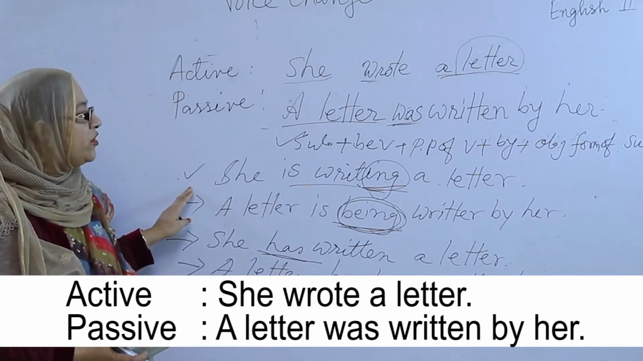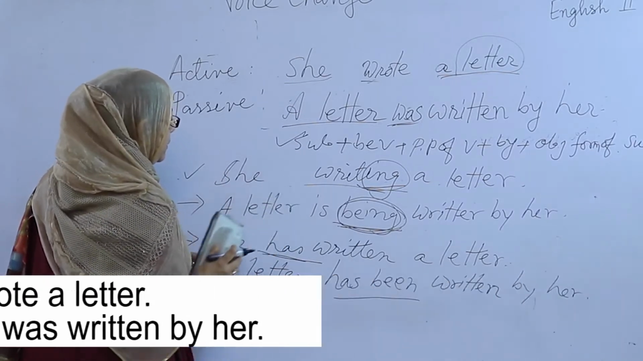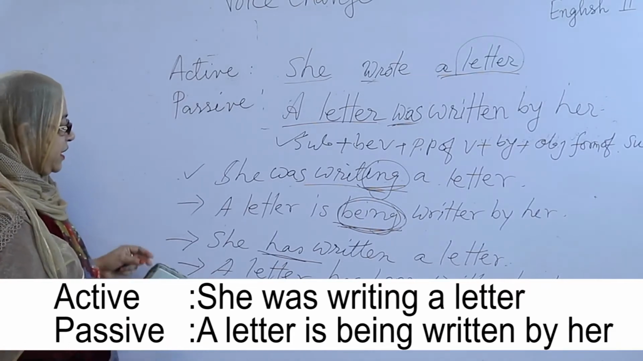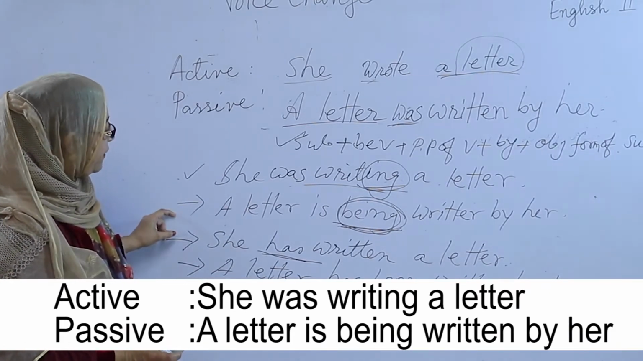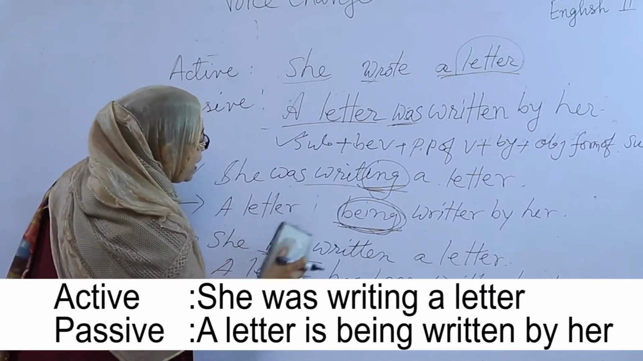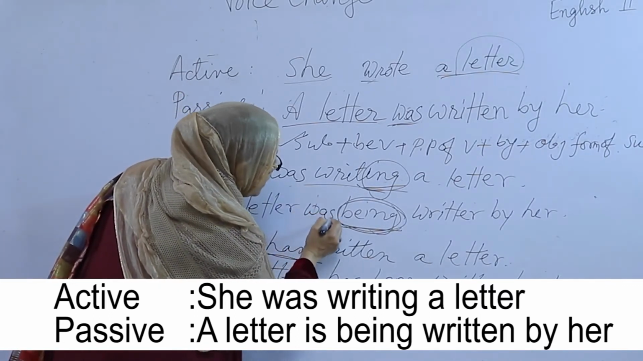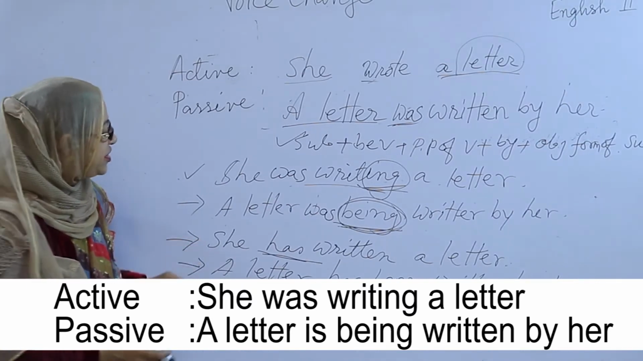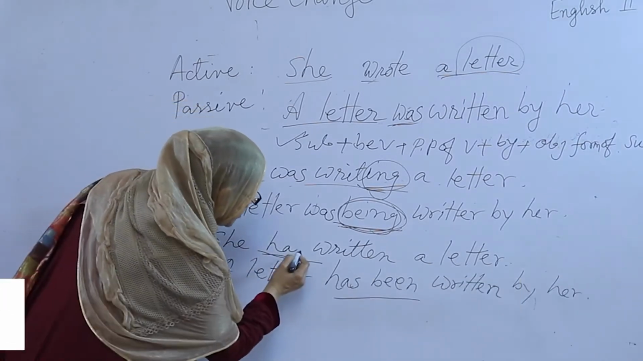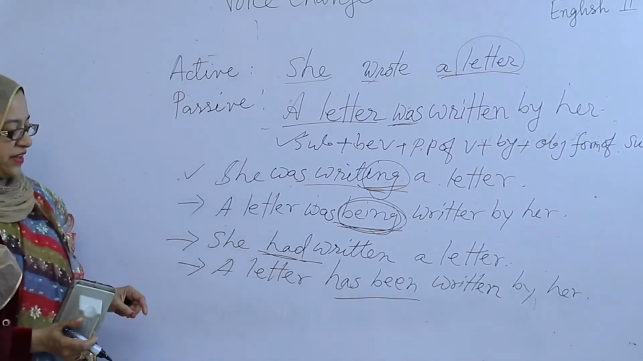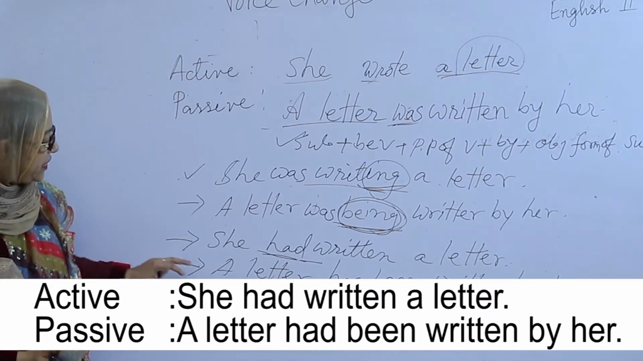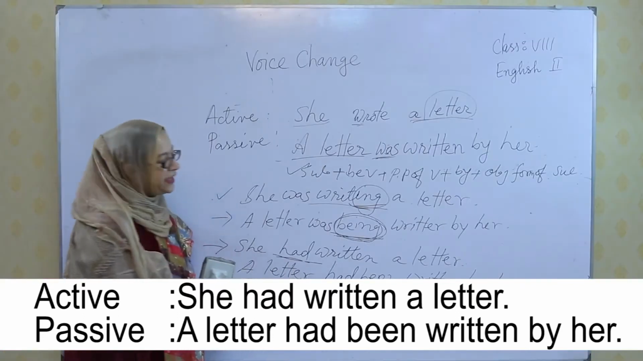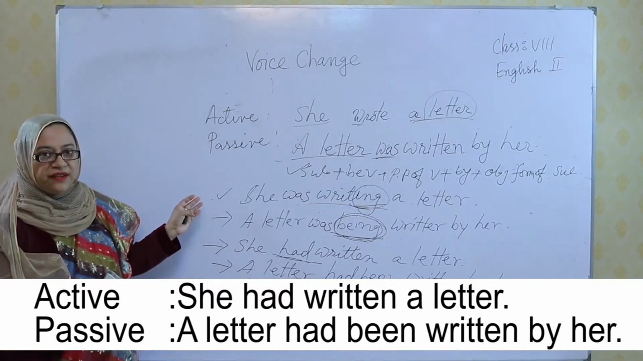And then we see the continuous form, past continuous, she was writing a letter. When I change it into passive, I only change a letter was. A letter was being written by her. And then the past perfect form, she had written a letter. When we turn it into passive, we only change a letter had been. So it is easy, very easy if you concentrate on it.